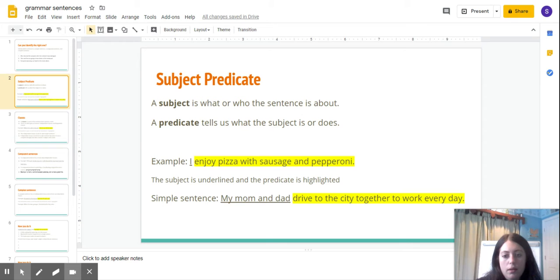All right, and then here's another example of a simple sentence. My mom and dad drive to the city together to work every day. So my mom and dad is the subject. That's what you're talking about. That's who you're talking about. And drive to the city together is what the subject is doing. Okay, so this is kind of in the range of what you guys have been writing.